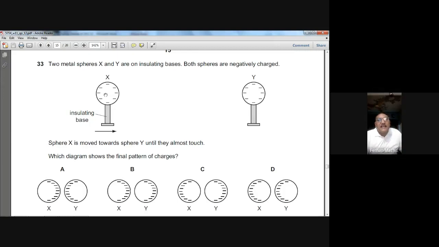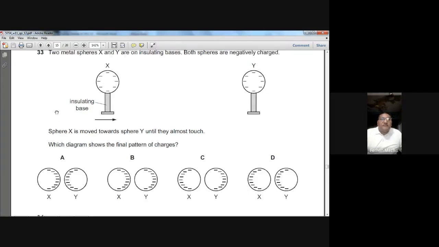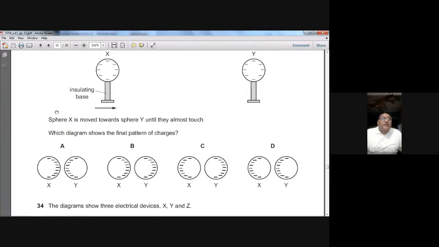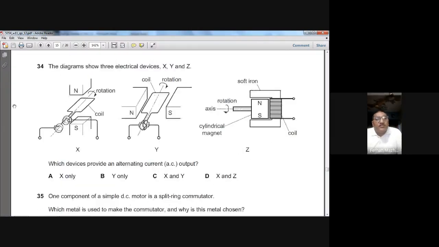You see, these negatives, when you try to bring them close, they should be repelling each other. So if one negative goes to the left, the other negative should go to the right on the other sphere. So it looks to me C looks the better option. The movement of the charges should be like the one shown in the C part. So for question number 33, C is the best diagram. C is the option. Okay. Now, question number 34 is on your screen.